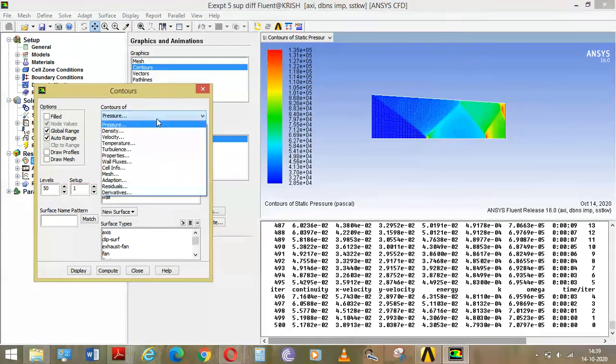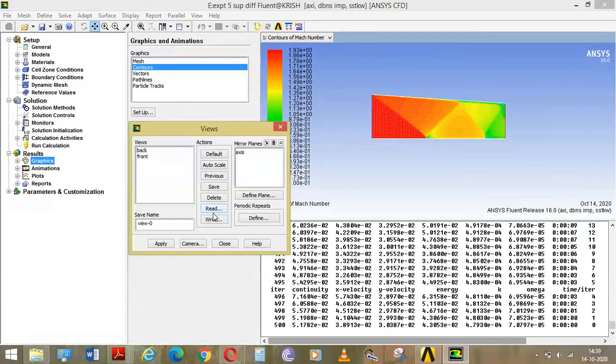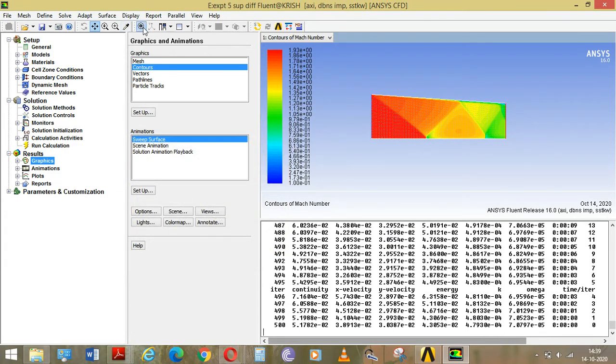So now for this, I wish to see Mach number. Now, if you want, you can view the other side of the axis also. Okay, I'll just cancel it. I don't want. Okay. So this is how your Mach number contours look like.